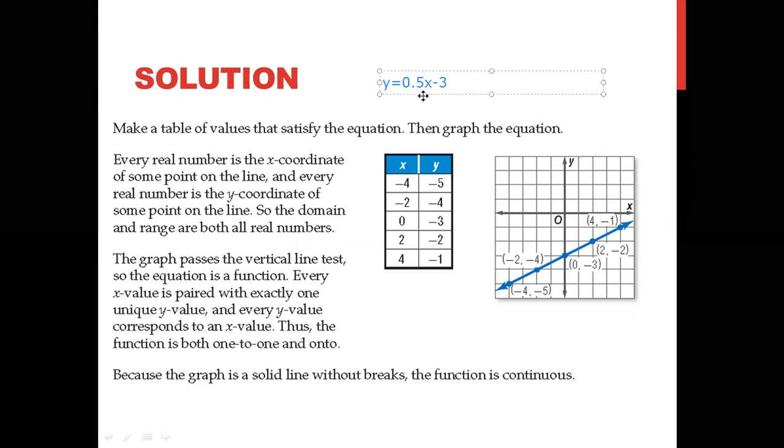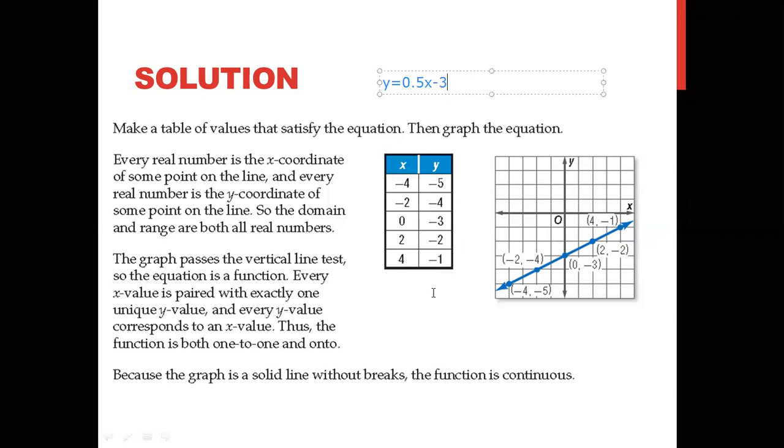When x equals -4, 0.5 times -4 is -2, -2 minus 3 is -5. 0.5 times -2 is -1, -1 minus 3 is -4. Replace x and put 0: 0.5 times 0 is 0, 0 minus 3 is -3. 0.5 times 2 equals 1, 1 minus 3 equals -2. 0.5 times 4 equals 2, 2 minus 3 equals -1.